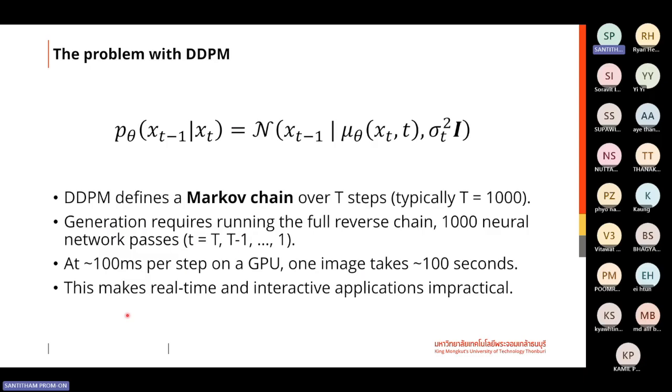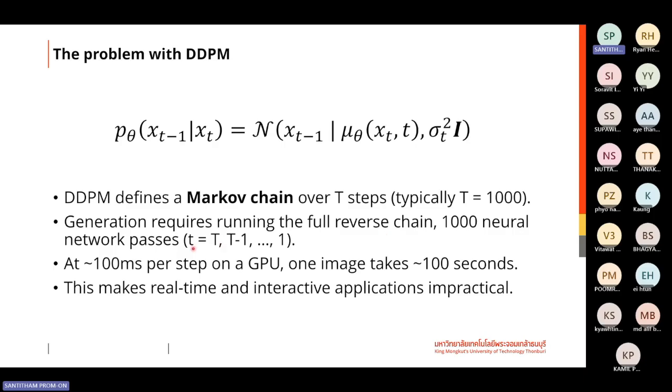The problem with DDPM is that it is a Markov process, right? What does it mean by Markov process? For the Markov process, the current output, or the current step, depends on the previous steps. This is the probability of xt minus 1 given xt, the reverse part. Because it depends on the previous step, you need to generate the previous step first. Generation requires running the full reversal chain.